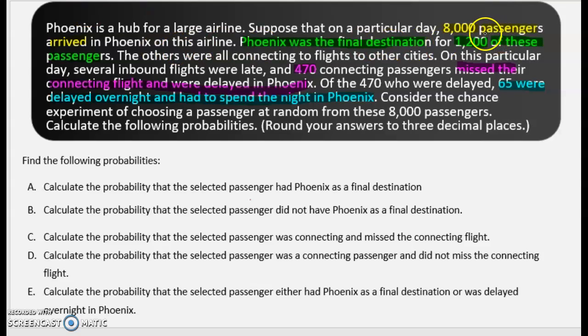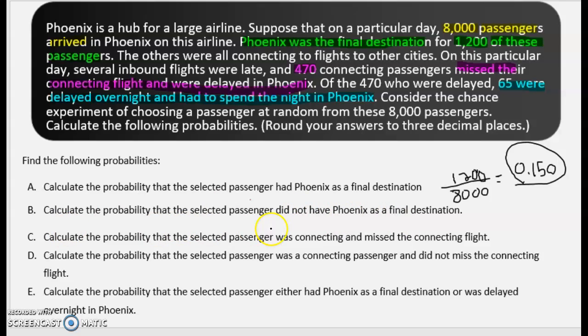So if I go back up, I know that we had 8,000 total passengers, and of those 8,000, we know that 1,200 of them had Phoenix as their final destination. So 1,200 divided by 8,000 gives me a decimal of 0.15. If they want me to round to the nearest 3 decimal places, I'm just going to put a 0 after that 5. So that's the probability that the passenger selected had Phoenix as their final destination.